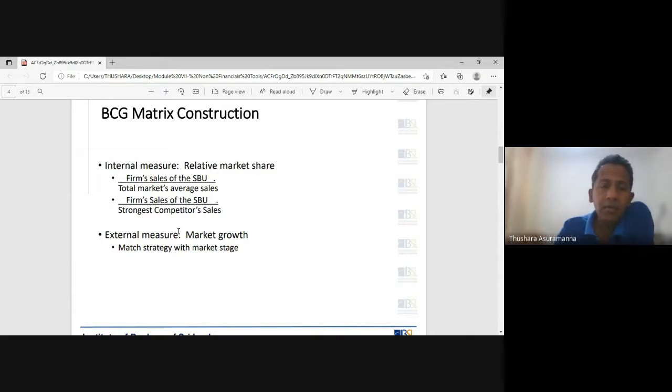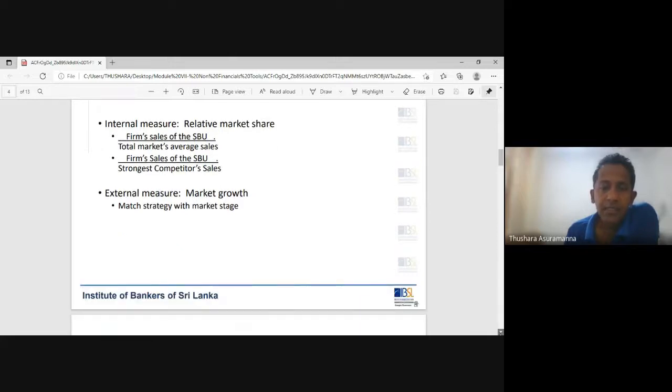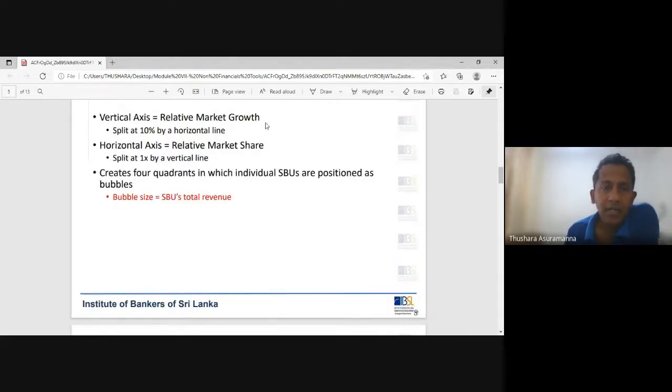The other axis is the market growth, the growth of the market. If you remember earlier also, industry growth is important. Market share is important, because whatever you are trying to do, if the market is not growing, then you need to think about whether to enter the market, grow the market, or invest further in the market. If the market is growing, then we have to take different strategies. So based on these parameters, they will take two axes, vertical and horizontal.